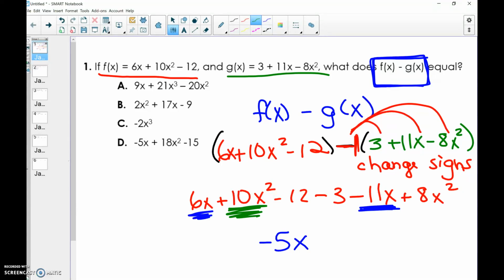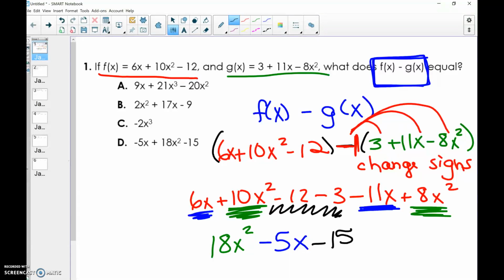Next group I've got is the x squared. So I have 10x squared and 8x squared. 10 plus 8 is 18x squared. That goes in front. Notice I didn't add the exponents, just the coefficients in front. And then last but not least, I have -12 and -3, which is -15.